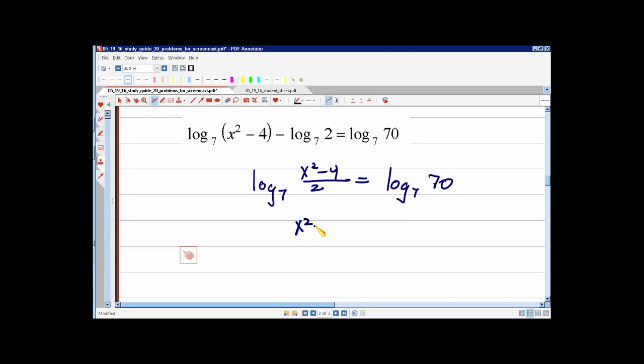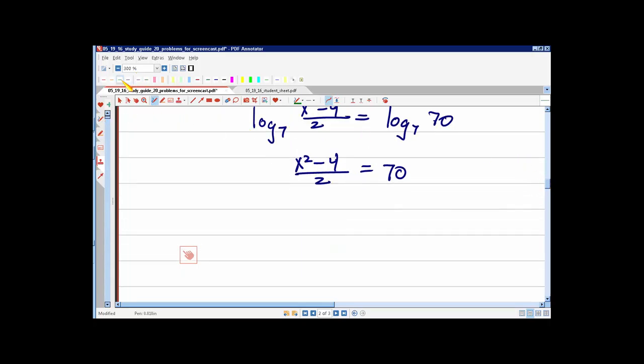Now I'm going to equate the arguments, and now I have to solve that equation. I'm going to multiply by 2. That's going to give me x squared minus 4 equals, no, I'm sorry, 140, not 72. I'm not adding, I'm multiplying.